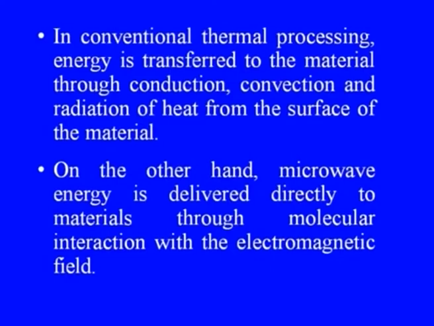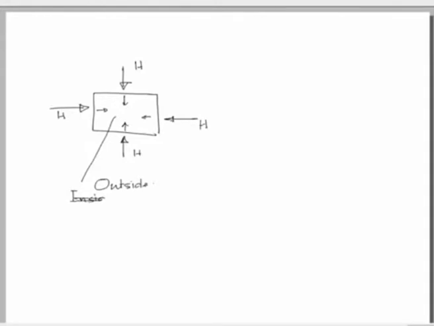In conventional thermal processing, energy is transferred to the material through conduction, convection and radiation of heat from the surface of the material inside. This is also called outside in heating.